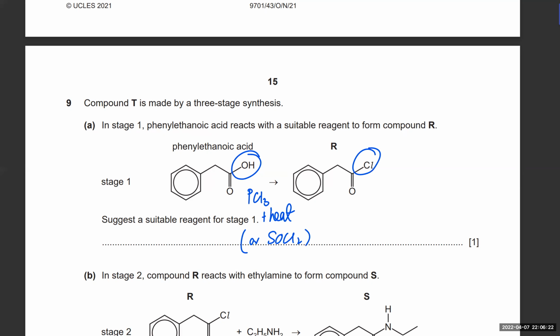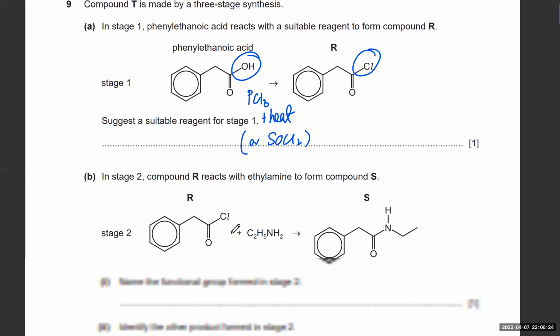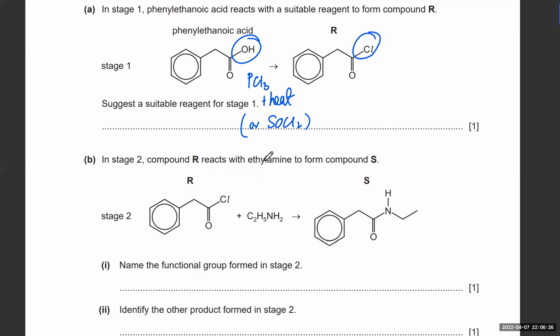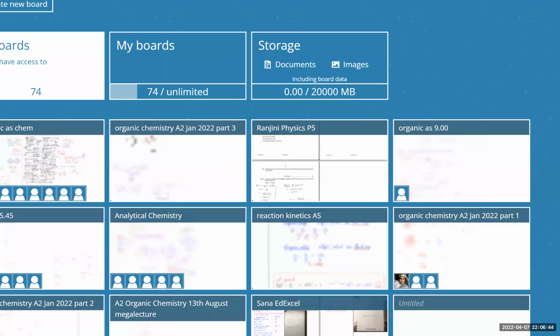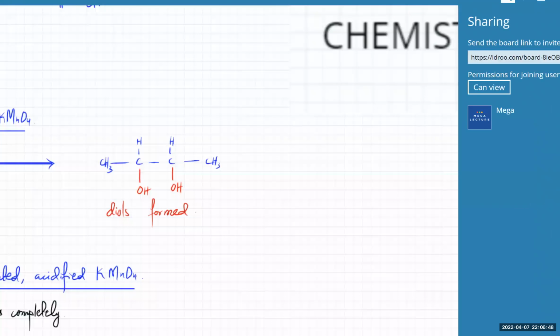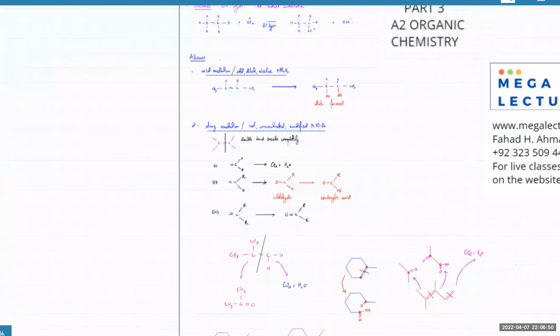Okay, that's 1 mark. In stage 2, compound R reacts with ethylamine to form compound S, which is this one. So remember this. Amides are formed in stage 2. Name the functional group formed in stage 2. This over here is an amide. Remember, amides are formed from acyl chlorides.